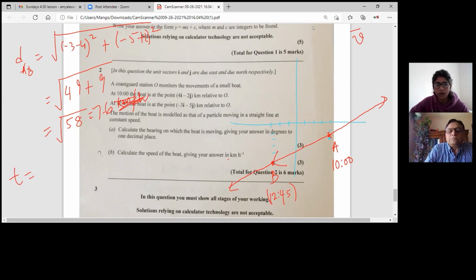Wait, so are we doing part B? We are doing part B first. Oh, okay. The distance and time, we will find speed first, the magnitude, and then we'll find the direction.